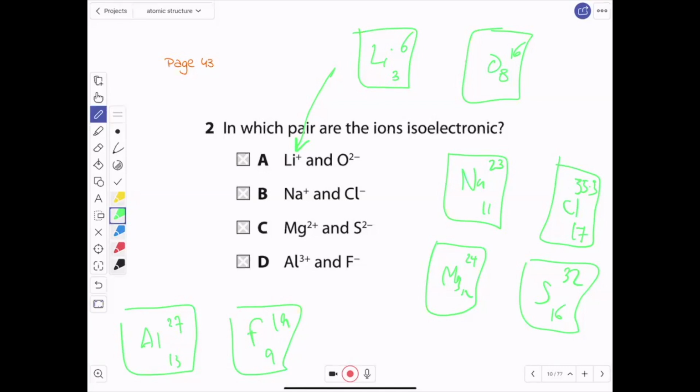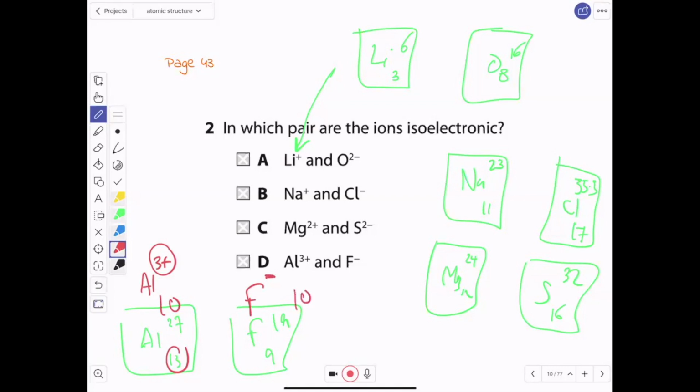What do you think? D. D, yes, is D, because aluminium is Al3 plus. Fluorine is F minus. So 13 minus 3 is 10. And 9 plus 1 is another 10.